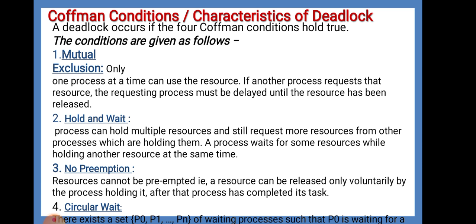Getting it? There exists a set of waiting processes, P0, P1, P2 up to Pn. P0 is waiting for a resource that is held by P1, and similarly P1 is waiting for a resource that is held by P2, and P2 is waiting for a resource that is held by P3, and so on. Pn minus 1 is waiting for a resource that is held by Pn. And what about Pn? Pn is waiting for a resource that is held by P0. So this is the circular wait.